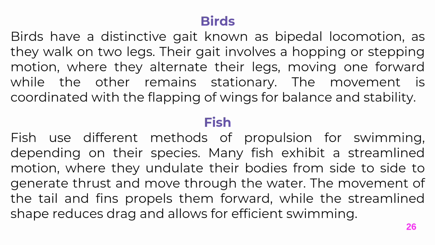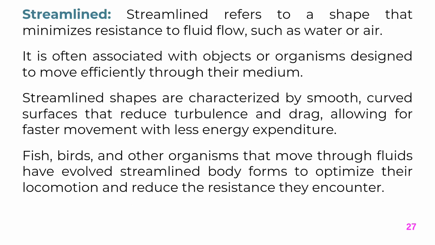Fish. Fish use different methods of propulsion for swimming, depending on their species. Many fish exhibit a streamlined motion, where they undulate their bodies from side to side to generate thrust and move through the water. The movement of the tail and fins propels them forward, while the streamlined shape reduces drag and allows for efficient swimming.